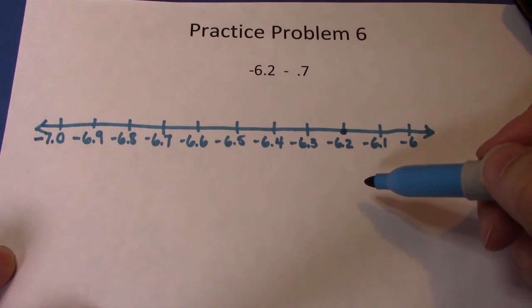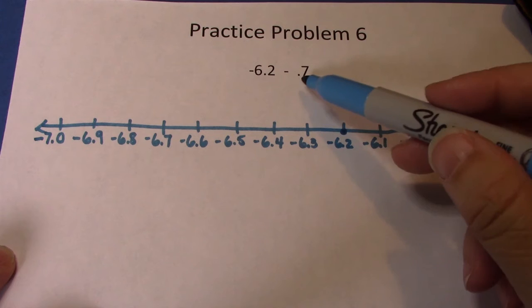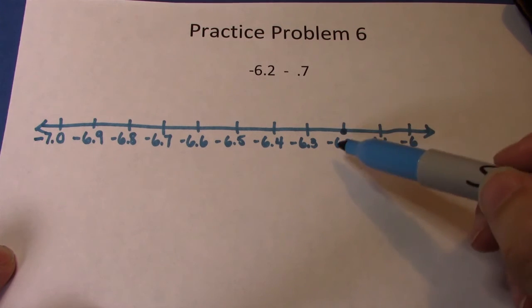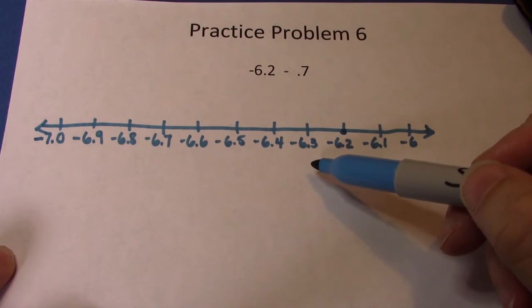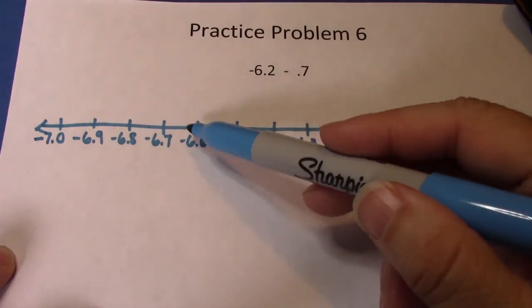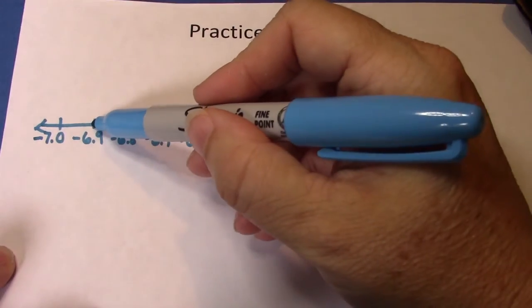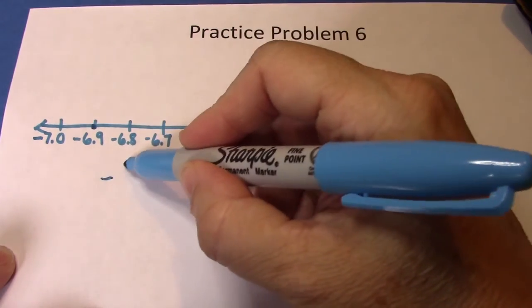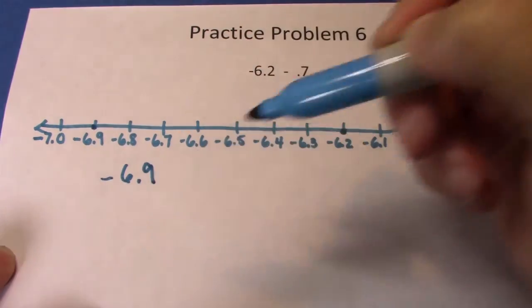We're subtracting a positive, so we're going to move left. And we're going to move left 7/10. Well, this number line I drew is in tenths, so we're going to move 7 spots. 1, 2, 3, 4, 5, 6, 7, and we get to negative 6.9.